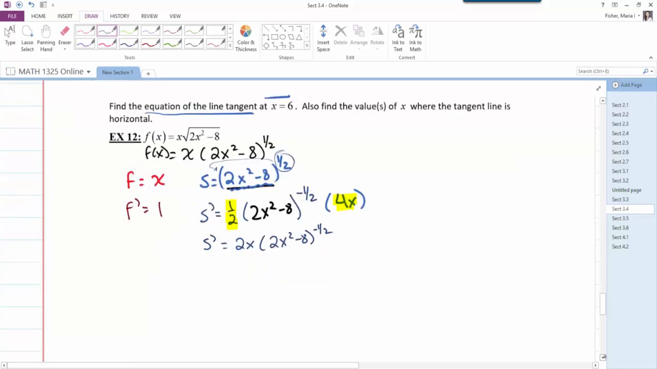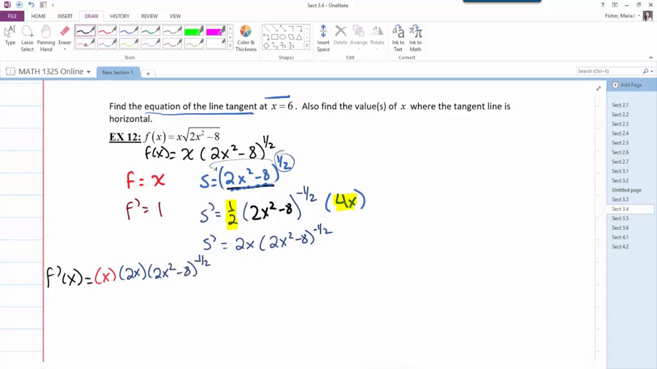So the derivative f prime is going to equal the first times the derivative of the second, which is 2x, times 2x squared minus 8 to the negative 1/2, plus the second, which is 2x squared minus 8 to the 1/2, times the derivative of the first, which is just 1. And let's try to clean this up as much as possible.